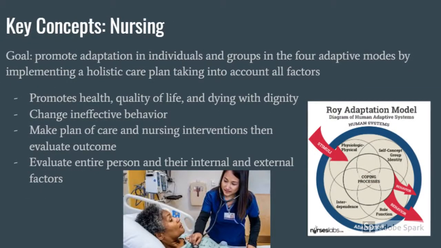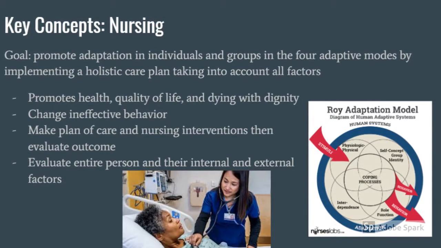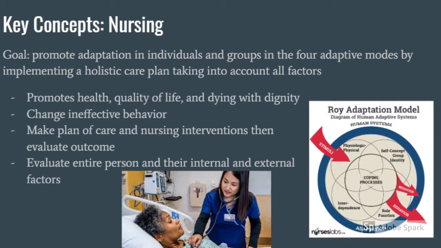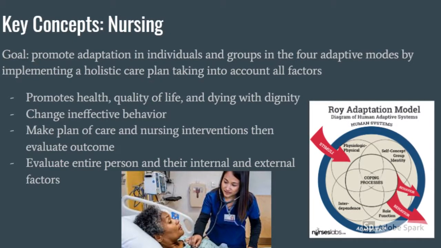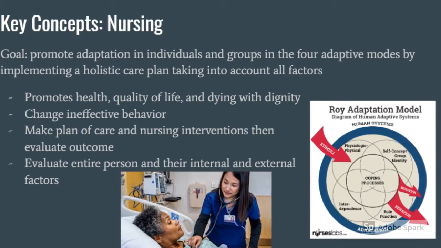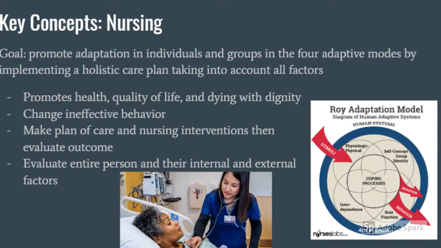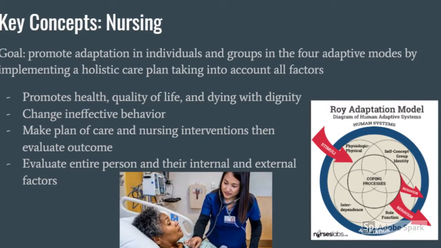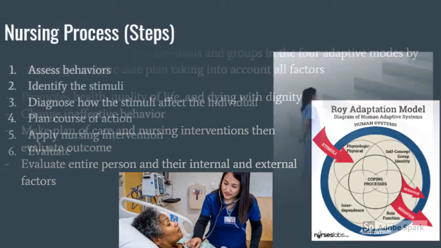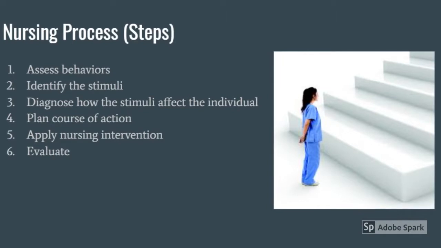Roy defines nursing as a person who promotes health, quality of life, and dying with dignity while promoting the adaptation of individuals in their 4 adaptive modes: physiological, self-concept, role function, and interdependence. The nurse assesses behaviors in the surrounding environmental factors affecting and inhibiting adaptation to ultimately make a plan of intervention to influence adaptive abilities promoting health. The nursing process using Roy's adaptation model.